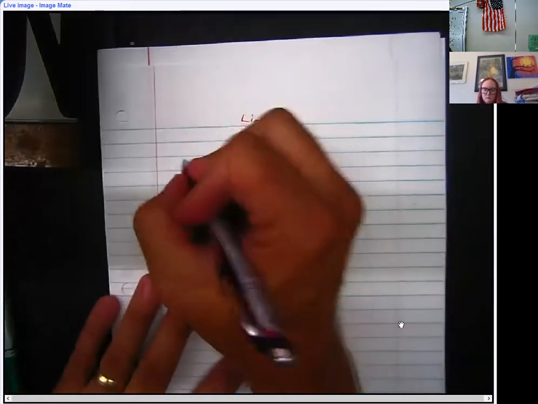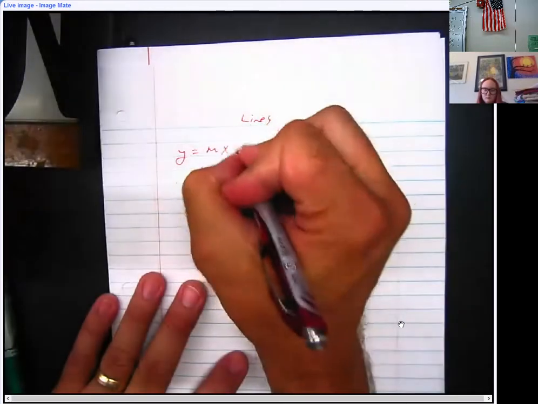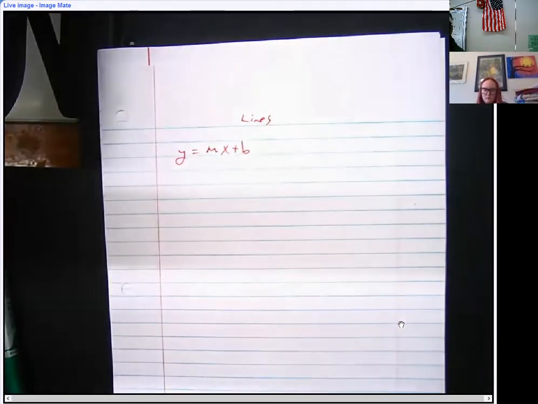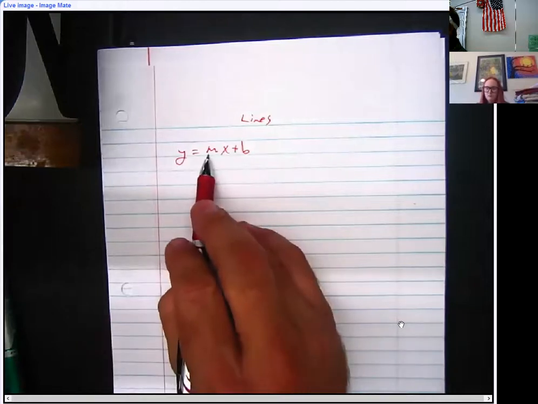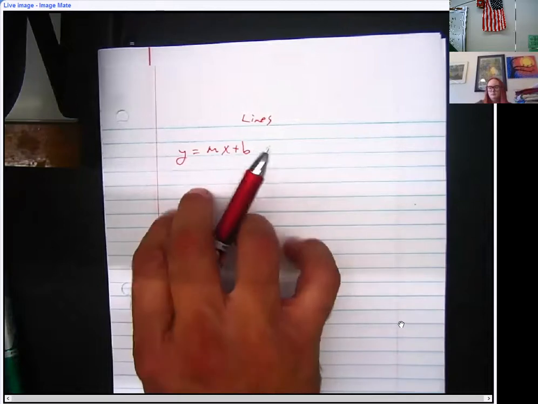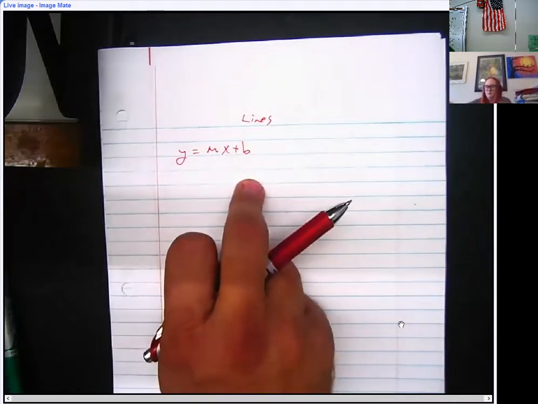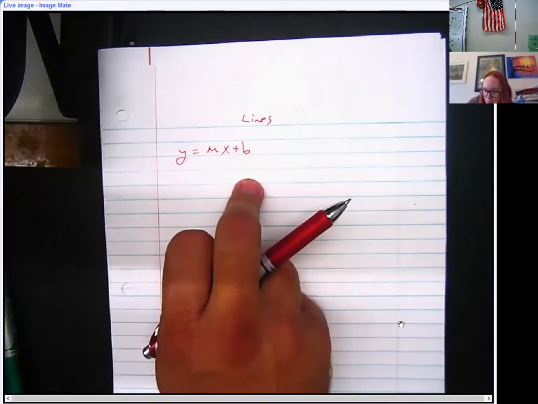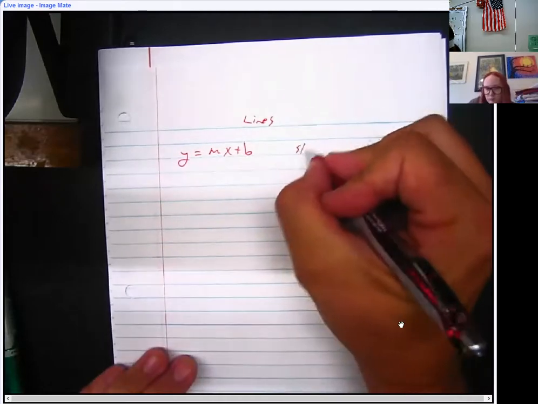Y equals mx plus b, right? Love that. Do you guys remember what they called that? Because it has a name. Yeah, it's called the slope intercept form because you need the slope and the y-intercept. Good. So this is called the slope intercept, right? And that's a great form.